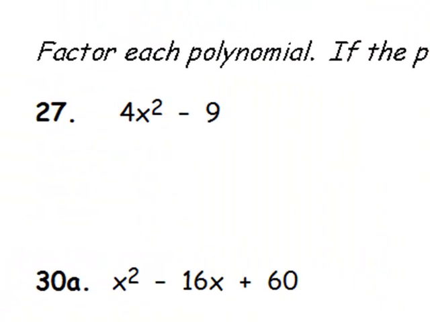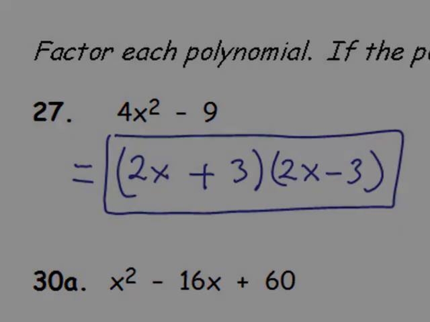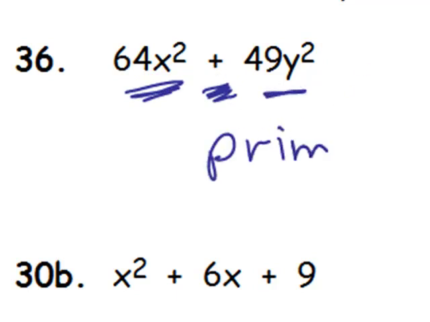All right, number 27. This is a binomial and is the difference of squares, a 2x being squared and a 3. And the difference of squares factors into conjugates. Notice one will be plus and the other will be a minus. So 2x plus 3, 2x minus 3. Done. And number 36, it's a sum. And it doesn't matter that the first two are perfect squares or not. It's a sum. This is prime, not factorable. The sum of squares is not factorable.